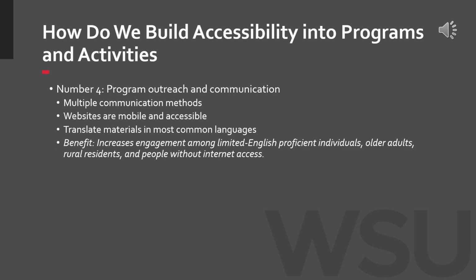Number 4, program outreach and communication. Use multiple communication methods, for example, phone calls, email, flyers, social media, radio. Ensure websites are mobile-friendly and meet accessibility standards. Translate outreach materials into the most common languages in the community. Benefit: increases engagement among limited English proficient individuals, older adults, rural residents, and people without internet access.